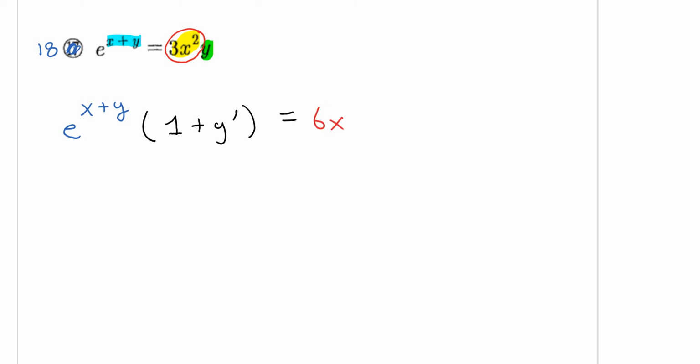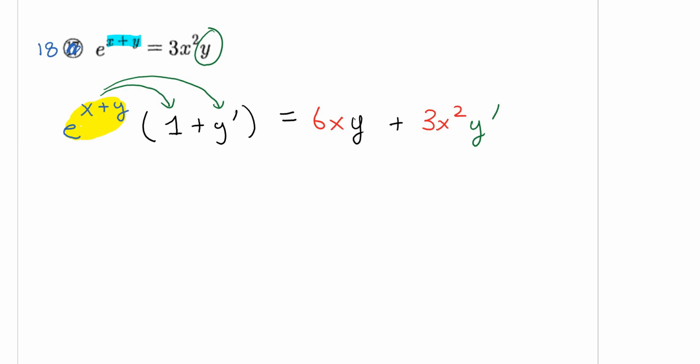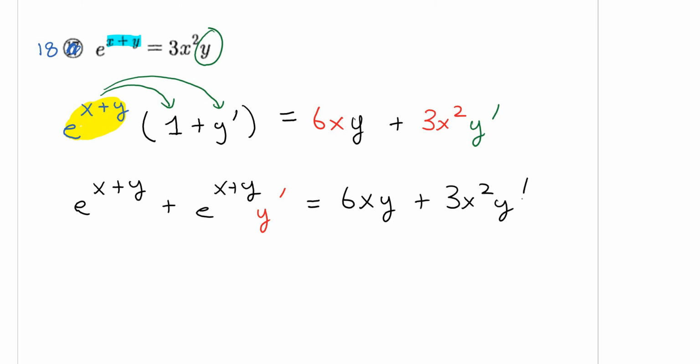So 6x times the y, plus the first part of the function, which is 3x squared, times the derivative of the second term, which is just y. So the derivative of y is just y prime. After that, I would go back to the left-hand side, and the e to the power of x plus y, you would just distribute that onto the brackets there. And once you do that, that's going to be e to the power of x plus y plus e to the power of x plus y, and then the y prime is just tagging along, and that equals everything on the right-hand side, which is 6xy plus 3x squared y prime.